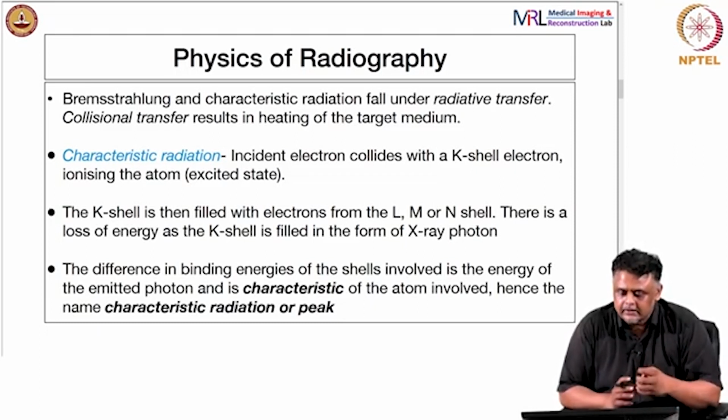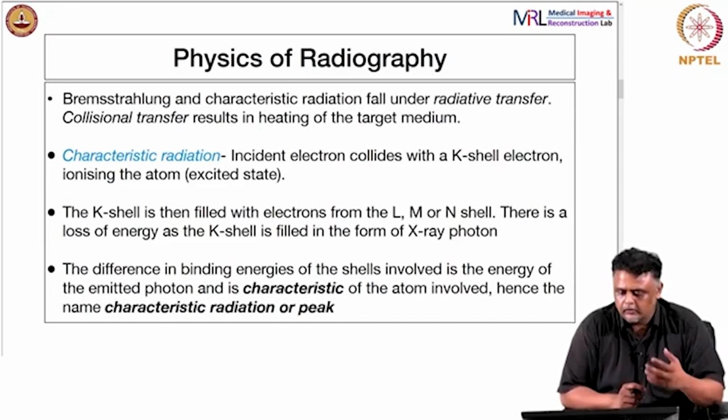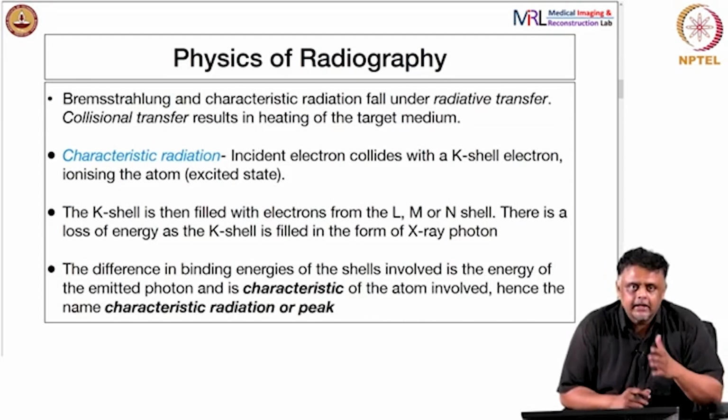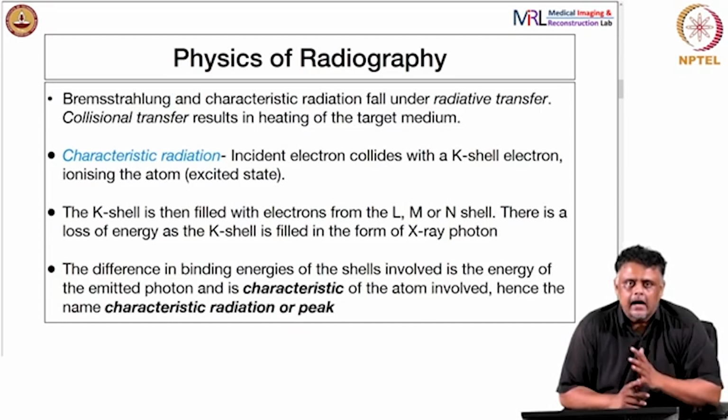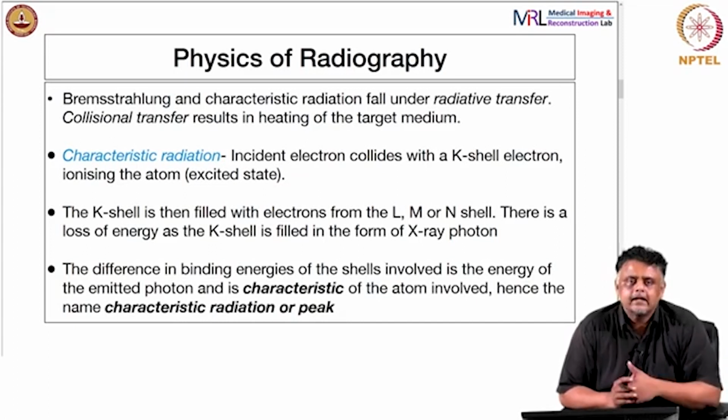The difference in energy between, for instance, an L to K shell transition, an M to K shell transition or an N to K shell transition is unique for different elements. That is why these peaks are characteristic of the atoms involved, which is basically the atoms of the target. Hence the name characteristic radiation or characteristic peaks, which you will find in the X-ray spectrum that I showed earlier.